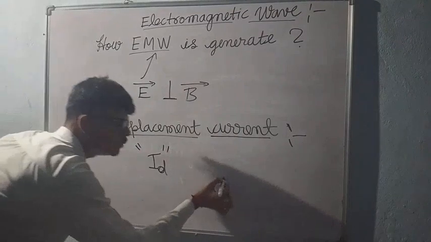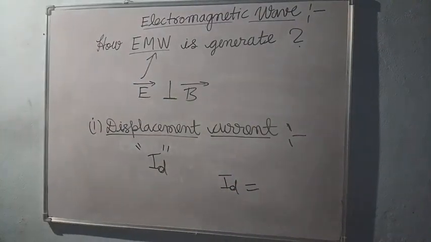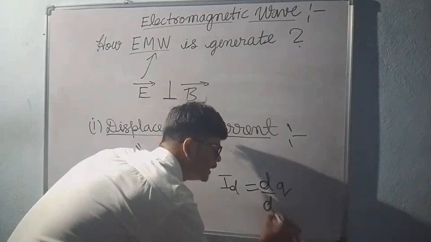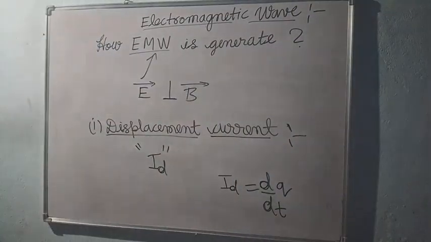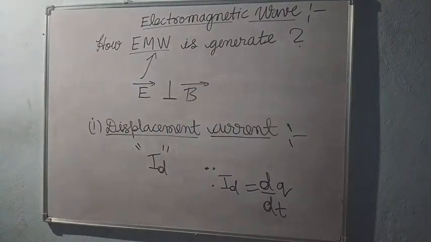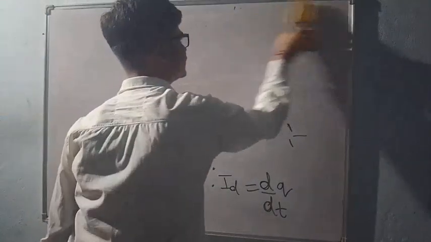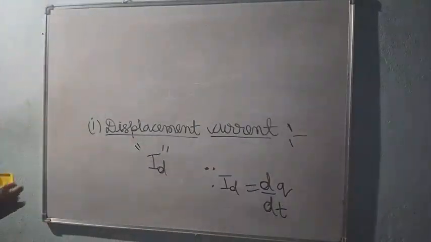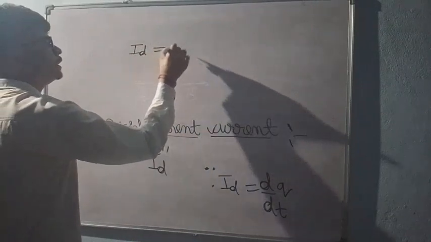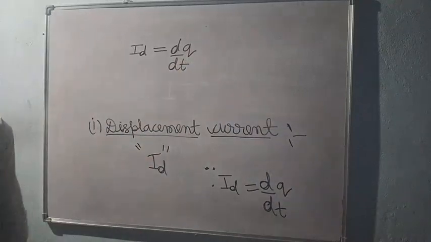And what is the formula of current? Rate of flow of charges. Current is nothing but the rate of flow of charges. It is dq by dt. Since we know ID is equal to the rate of flow of charges, so dq by dt. Next we move on to our new procedure. So ID is equal to what we have? dq by dt. From the Gauss law of electrostatics.